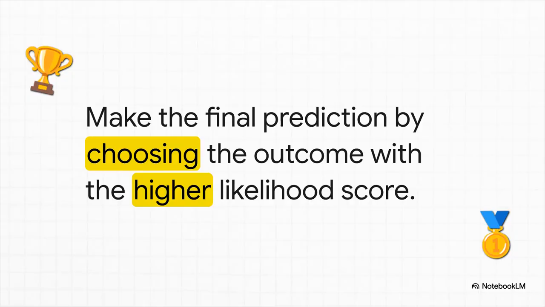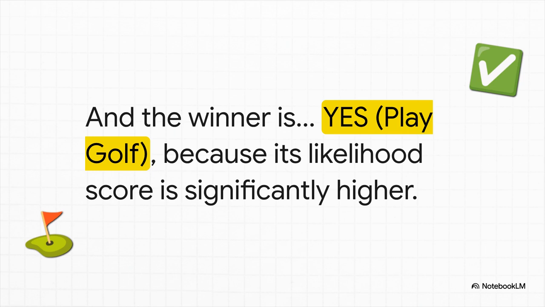And believe it or not, the last step is the easiest one yet. All we have to do is look at the two numbers we just calculated and see which one's bigger. That's our prediction. And drumroll, please. The winner's pretty clear, isn't it? Since our yes score is way higher than our no score, the classifier predicts with confidence, yes, today is a good day for golf. And just like that, we have our answer. It's an incredibly powerful result from some surprisingly simple math.